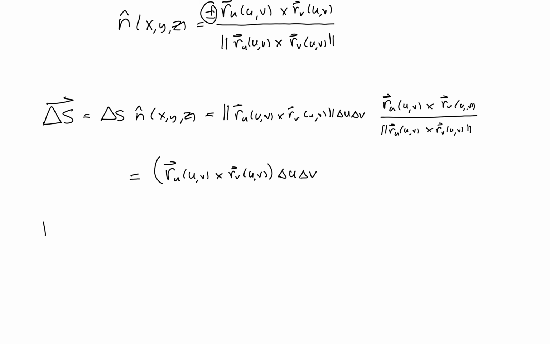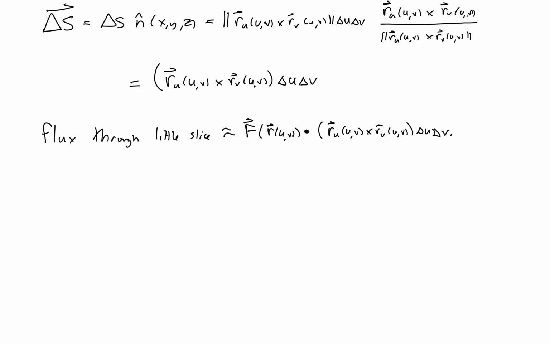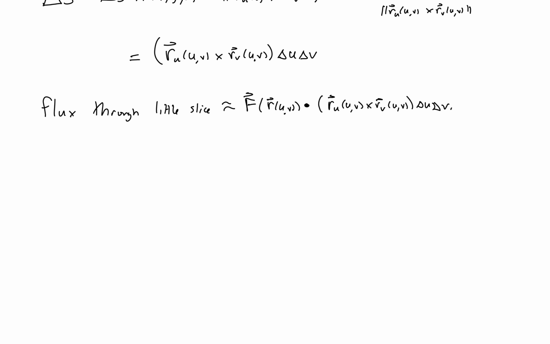So our flux through the little piece, through our little slice, is going to be approximately F of r of (u,v). So we have to look at it with the parameterization, and then we dot that with the vector delta S, delta u, delta v.